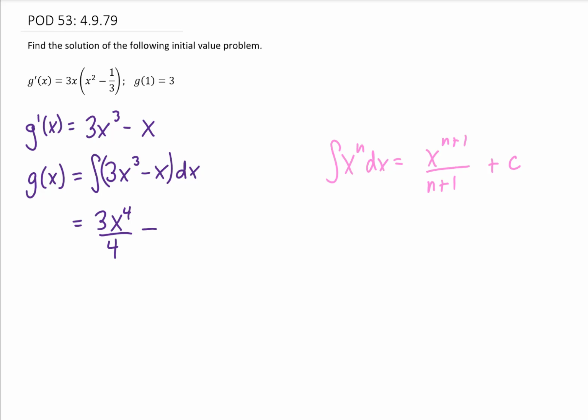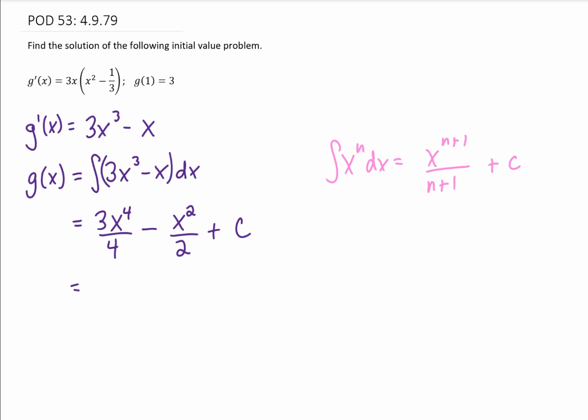Now for the next term, we're going to carry down the negative sign. We're going to add 1 to this power on x. The power was 1, and now it's going to be 2. And we're going to divide this term by that new power, giving us a 2 in the denominator. Then we're just going to tack on an arbitrary constant. We're going to put a plus c on there.